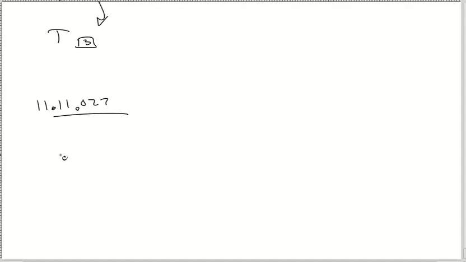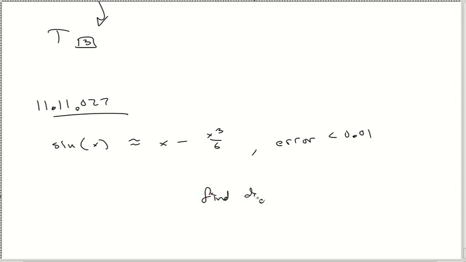Okay. The last problem. This is actually the last problem in Calculus 2. Is it a good problem? Meh. So I got sine of x is kind of equal to x minus x cubed over 6. And they say my error is less than 0.01. Find the domain x values. Find domain. Again, I'm reminding you that means x values. So solve for x that are within error. Within that error.